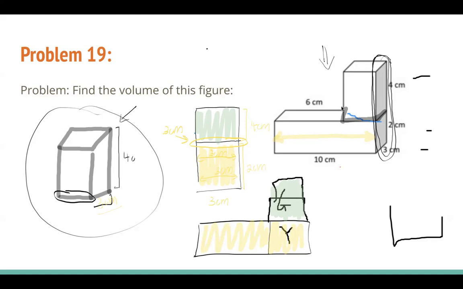So in the problem, we're given that this whole length is 10 centimeters. And we're given that this portion of it is 6 centimeters. Does everyone understand where I got those numbers from? No. Okay. So do you understand where the 10 centimeters came from? The 10 centimeters is just the width of it, how long it is. Does that part make sense?